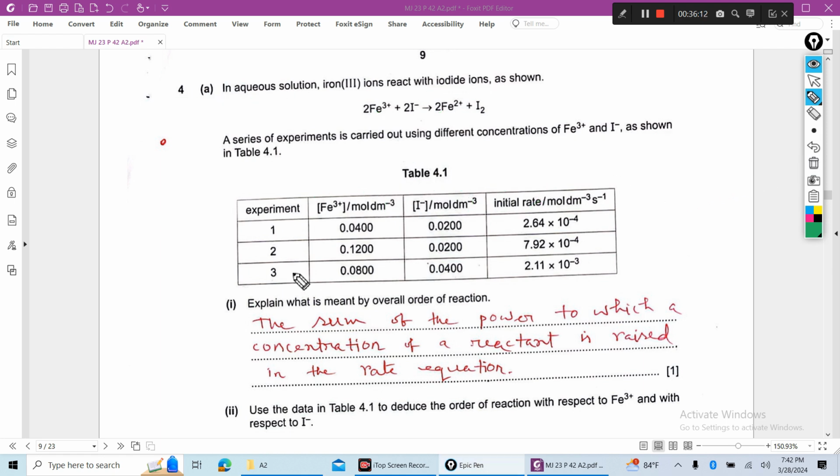So you are asking A. Explain what is meant by overall order of reaction. You know, the sum of the powers to which a concentration of a reactant is raised in the rate law. The sum of powers of concentration of reactants in the rate equation is known as the overall order of the reaction.